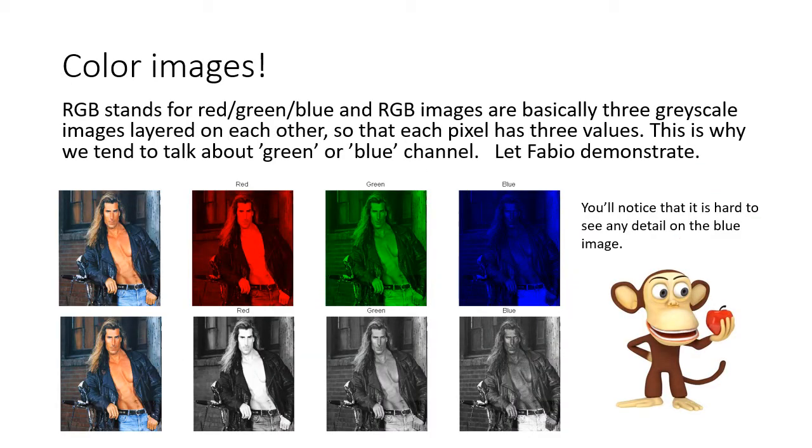Most images you see in the wild, that is in the newspapers or online, are color images or RGB images, where the RGB stands for red, green, blue. And these images are basically 3 grayscale images layered on top of each other. So each pixel has 3 values that code how much red, green, and blue that pixel has. Now, Fabio here hopefully demonstrates this pretty well.